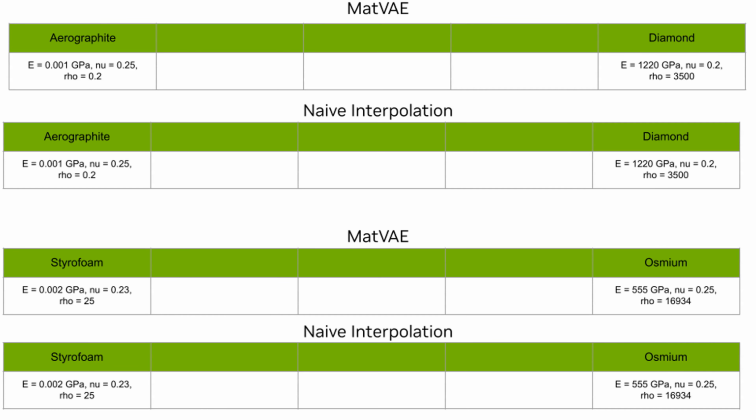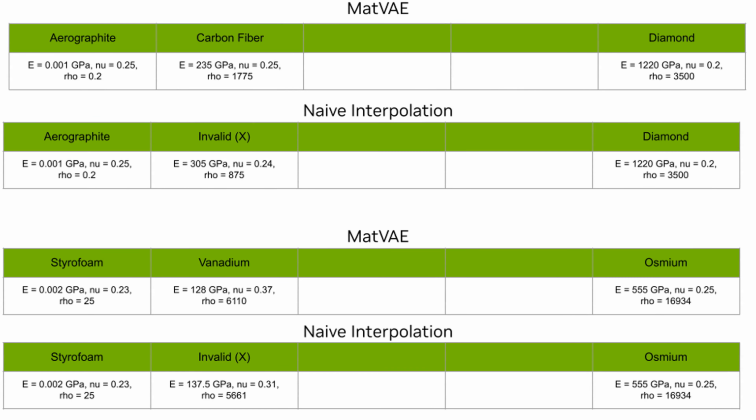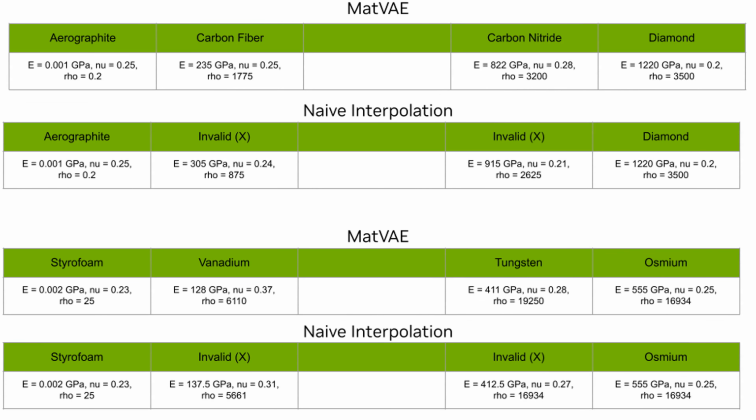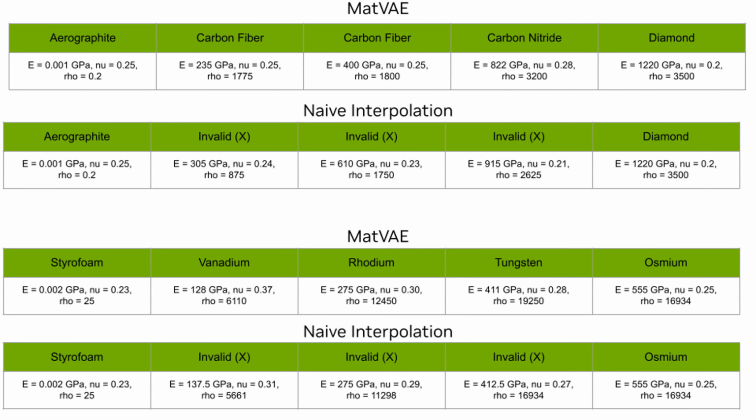MatVAE allows us to take two materials like the materials on left and right here. We can now interpolate in the latent space of MatVAE to produce valid materials. While naive interpolation might not produce valid materials, MatVAE produces valid properties, that is, properties that map to a real observed material.